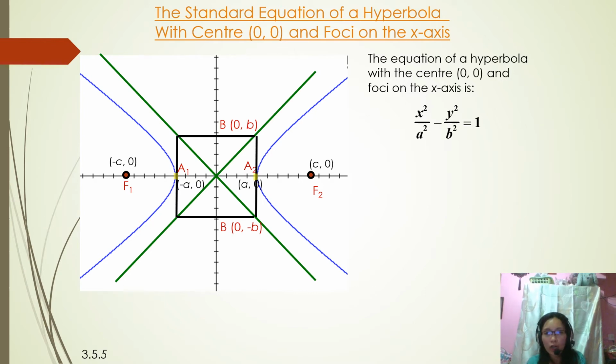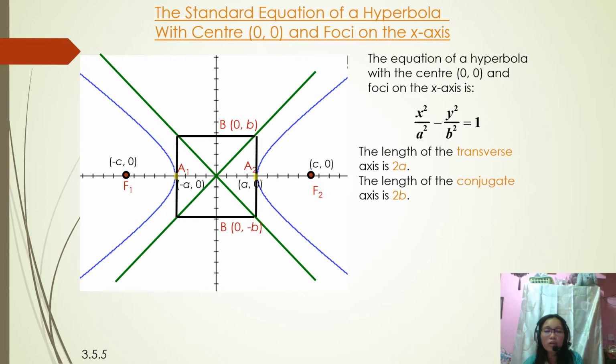Okay. So we have our formula, x squared over a squared minus y squared over b squared equals 1. It is obvious that it is centered at 0, 0 because we already have x squared and y squared here. The length of the transverse axis is 2a and the conjugate axis is 2b. We can use this to determine the value of a or b.